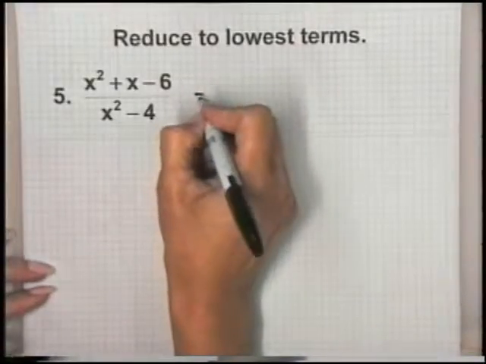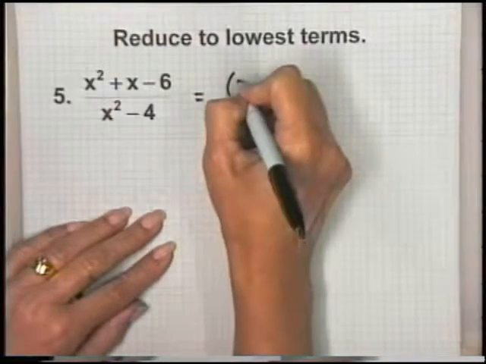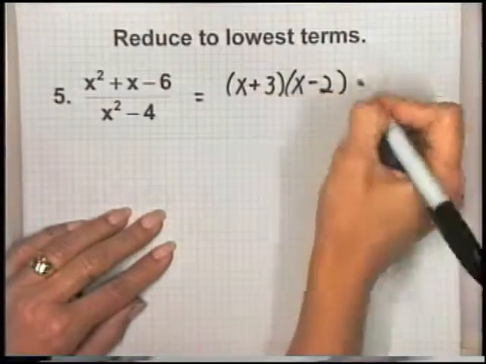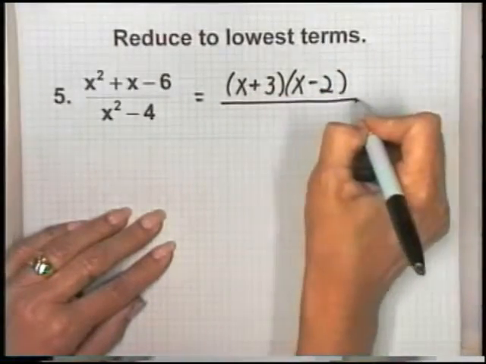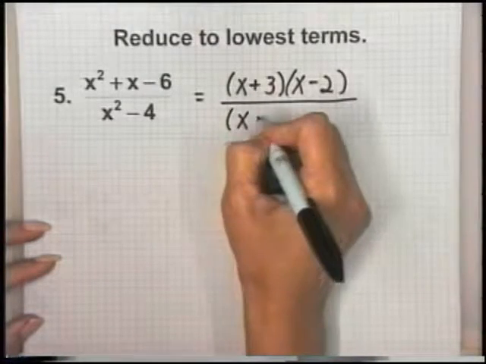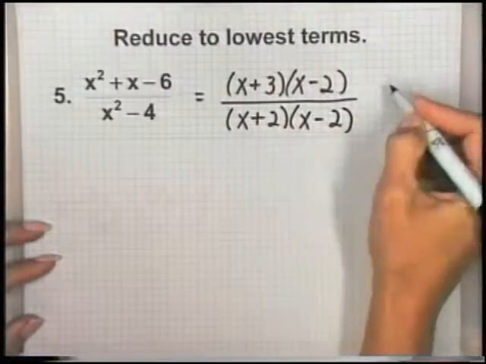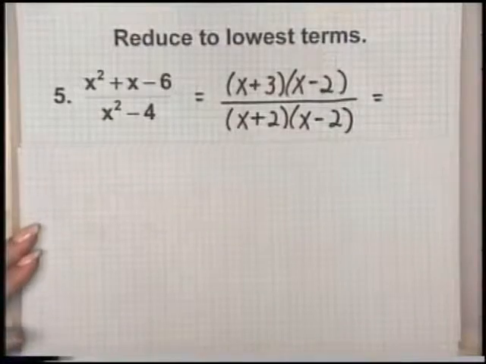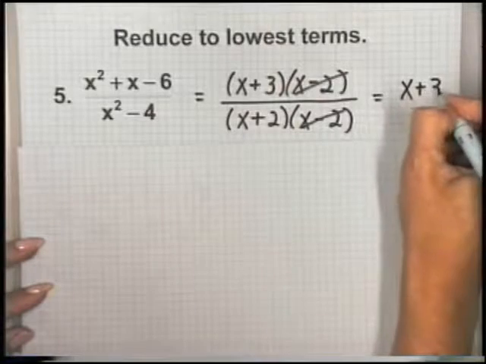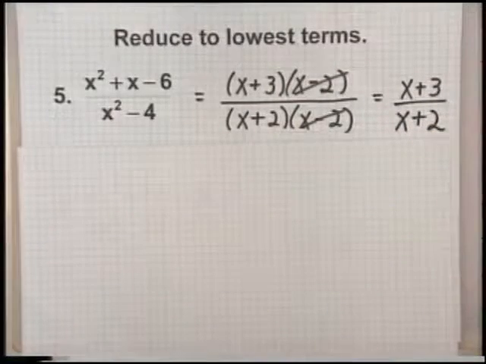For problem number 5, once again, let's factor. We can factor the numerator, x plus 3 times x minus 2. Let's factor the denominator. It's the difference of squares. x plus 2 times x minus 2. Let's divide out common factors. We're left with x plus 3 in the numerator and x plus 2 in the denominator.